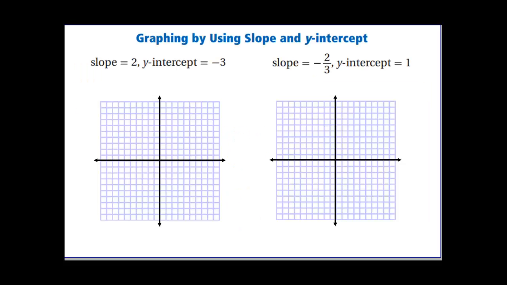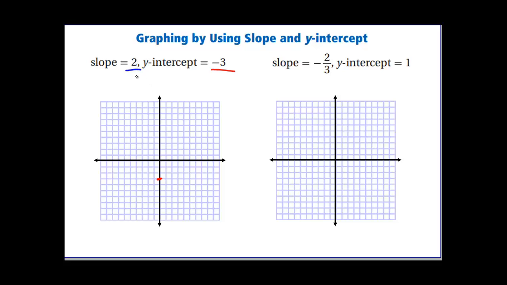Let's take a look at this example. They want us to graph using the slope and the y-intercept. So right away we know that we have a slope of 2 and a y-intercept of -3. So that's telling us our y-intercept is going to cross the y-axis at -3. So if I come down here, 1, 2, 3, and I put a mark, I know that that's where it's going to cross. Now the next thing I need to identify is what the slope is, and we're given that it's 2.